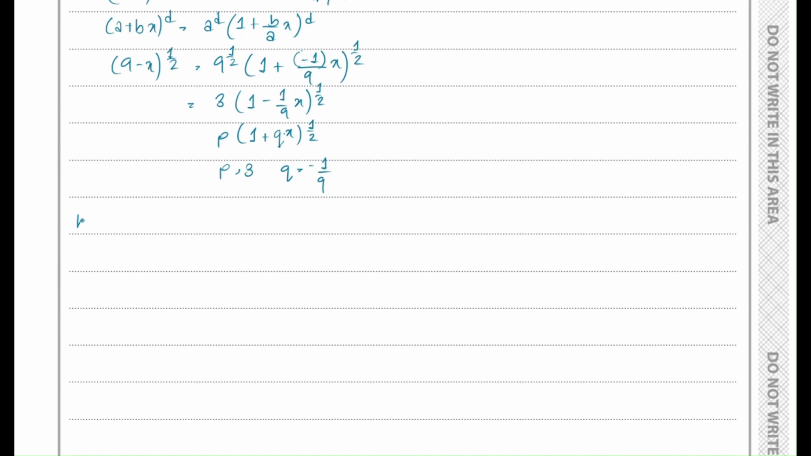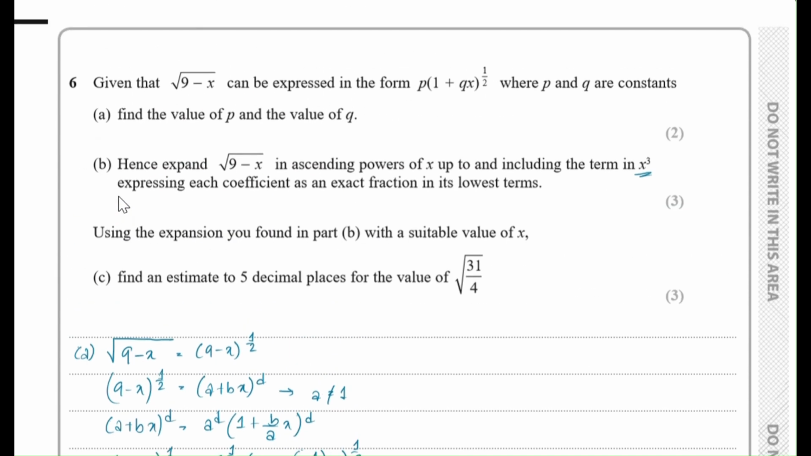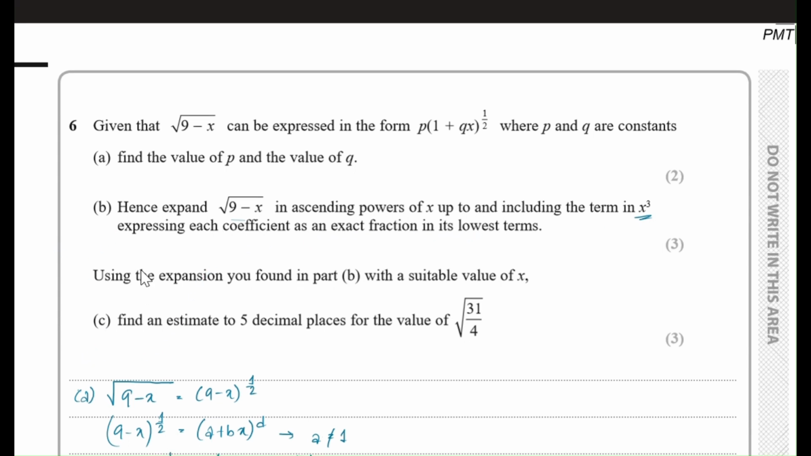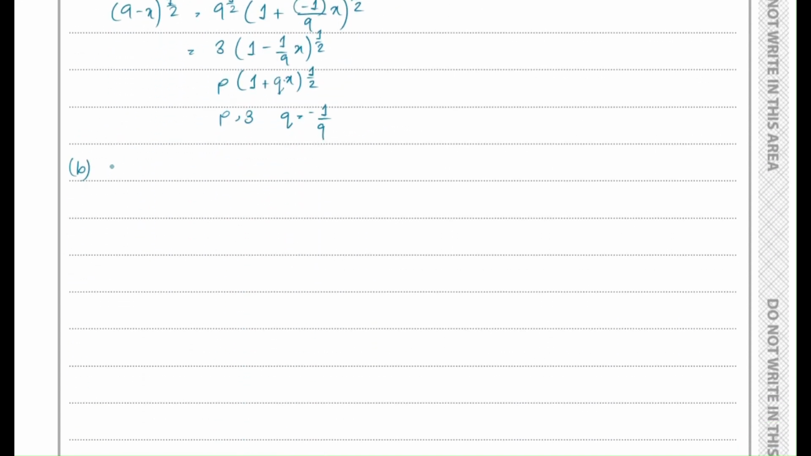For part B, we will have to expand this expression in ascending orders, including x to the power 3, and expressing each coefficient as an exact fraction in its lowest terms. Since the expression is in the form (a + bx)^d, but a is not equal to 1, the expansion will not be in the way we usually do.